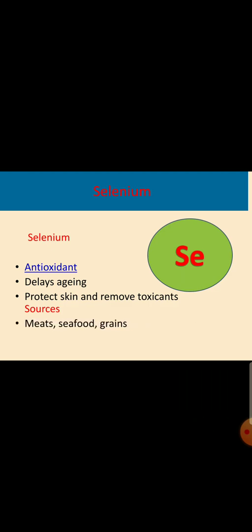Sources of selenium are meat, seafood, and grains. So selenium is one of the only antioxidants in minerals. This is also known as the element antioxidant.